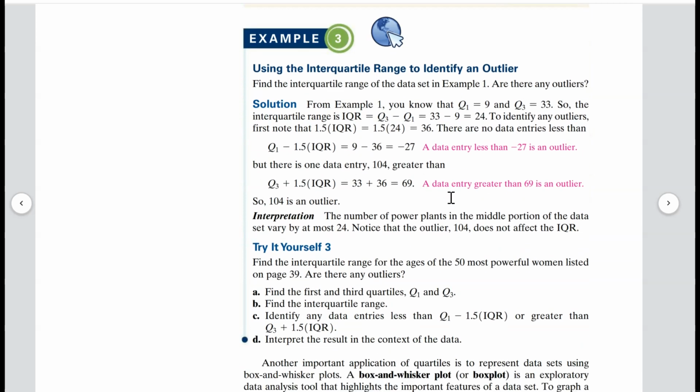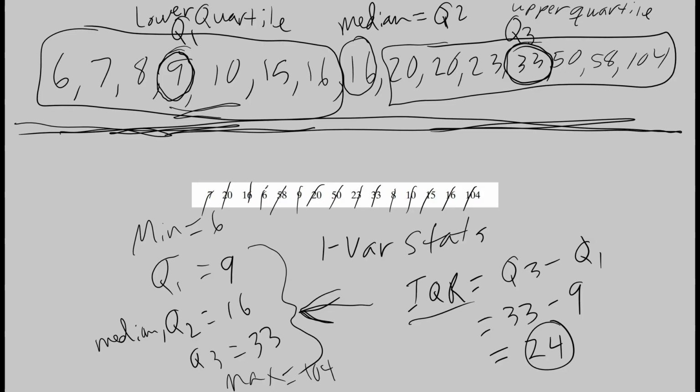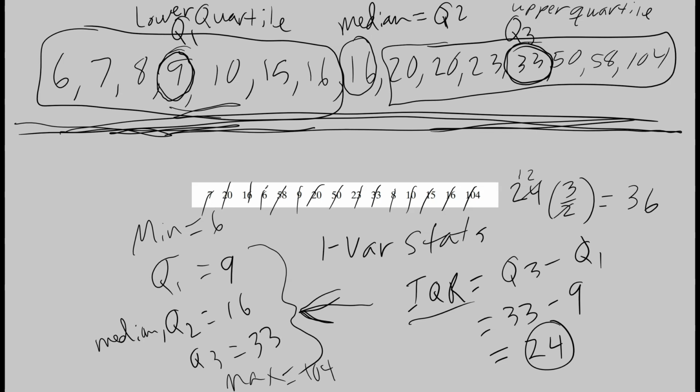All right, let us try to figure out if there are any outliers in this example, example 3. We're going to see if there are any outliers in this data set that we looked at earlier. We've already found Q1, Q3, and the IQR. So now we need to multiply the IQR by 1.5. So I'm going to say 24 times 3 over 2, which is the same thing as 1.5. That's 12 times 3, that's 36. So 1.5 times 24 gives me 36.